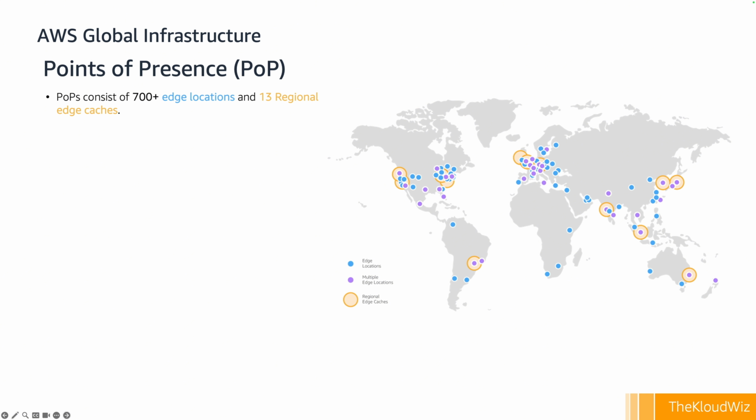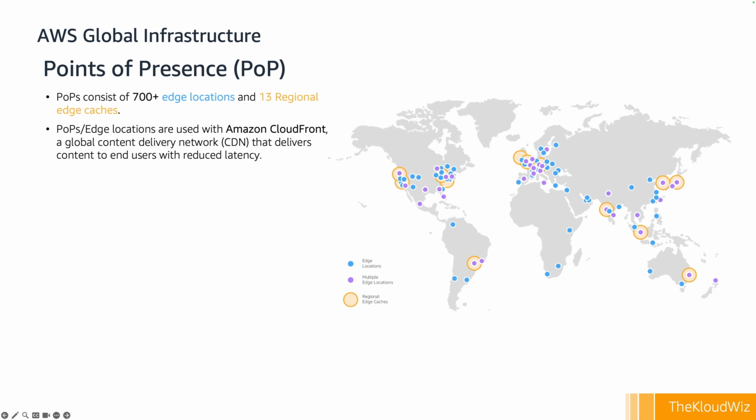The next component of the global infrastructure is the AWS point of presence. It currently consists of 700 edge locations and 13 regional edge caches. The points of presence are used with Amazon CloudFront, which is a global content delivery network in AWS that delivers content to end users, which reduces latency.